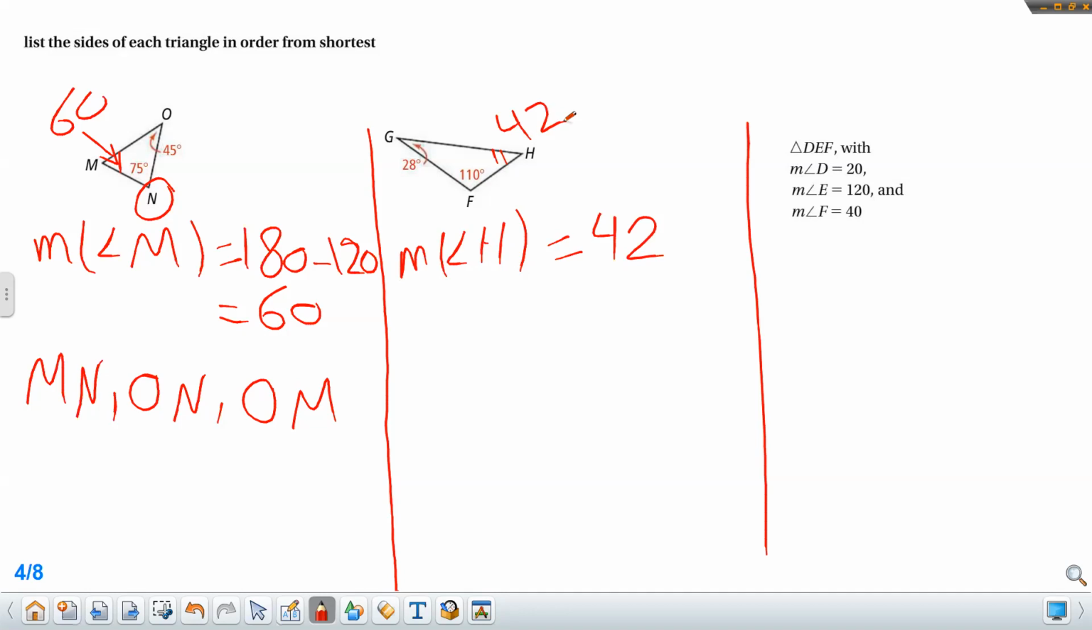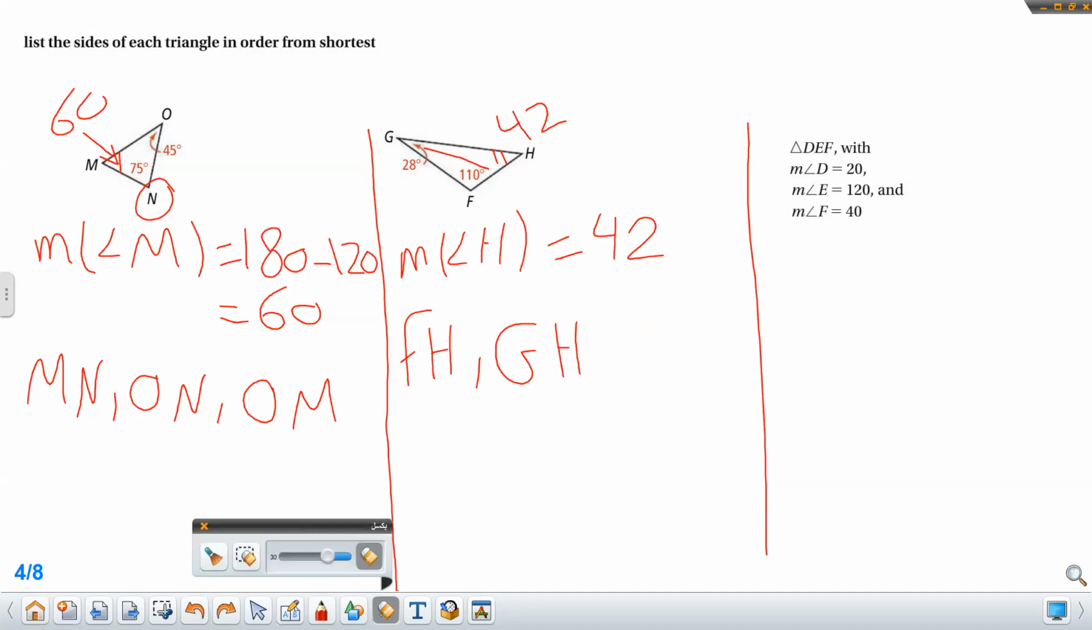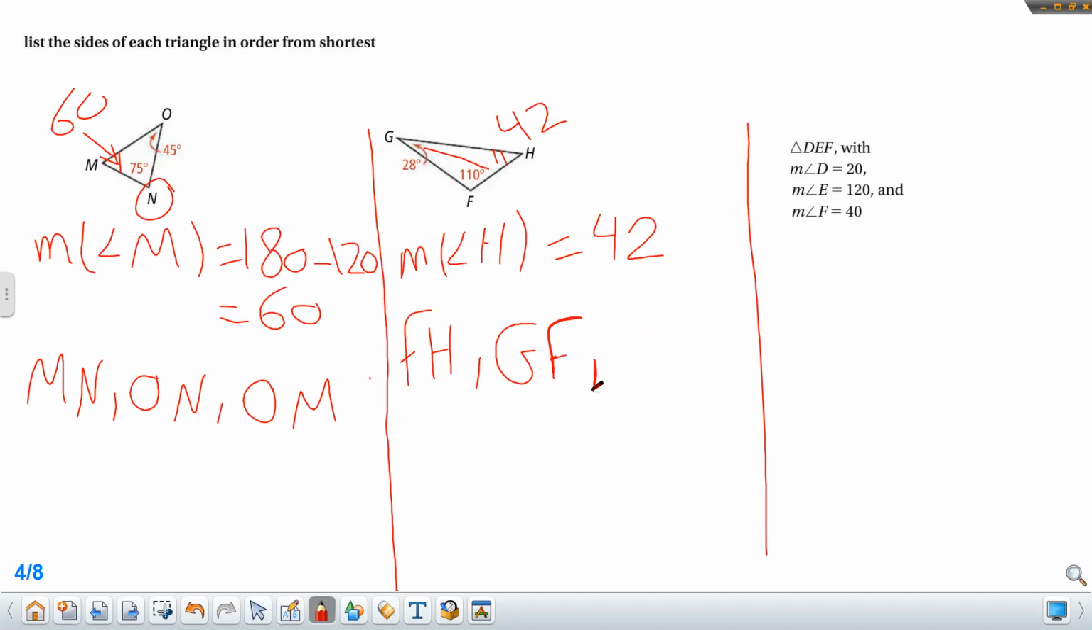Okay, which of the angles is the smallest? It is G, good. Then the opposite side is FH. Then what's after? Yes, good, GF, because GF is opposite to the angle of measure 42. But the last one is the side opposite to the obtuse angle. So FH first, then GF, then the last one is GH, which is opposite to the obtuse angle.